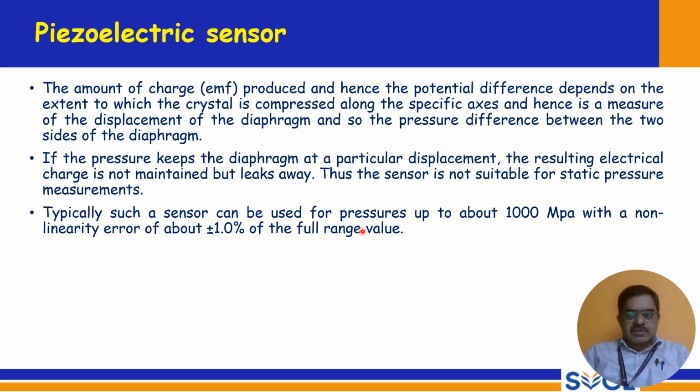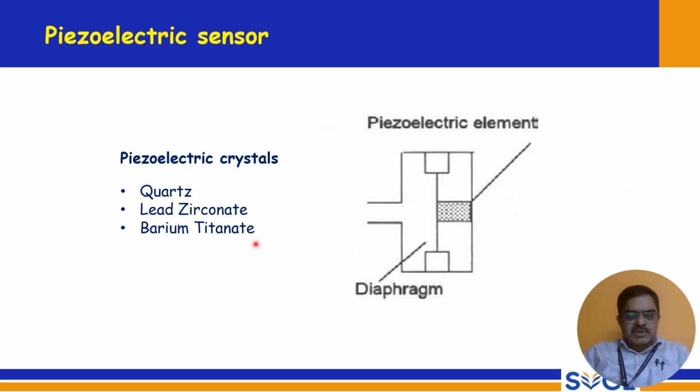So this is the piezoelectric sensor, and here you see the quartz. Piezoelectric crystals can be lead zirconate, barium titanate, or quartz. The piezoelectric crystal is placed against the diaphragm, and when the diaphragm deforms, it compresses the crystal and it produces the electrical charges. So there ends the pressure measurement.